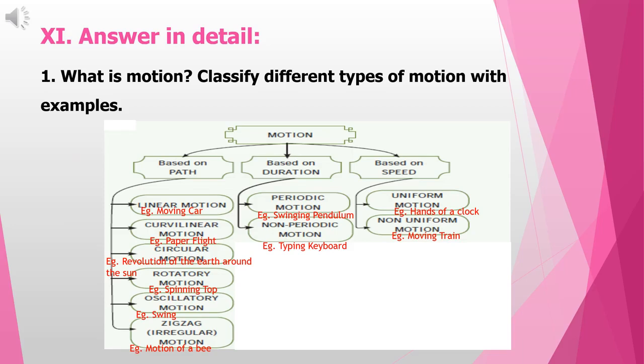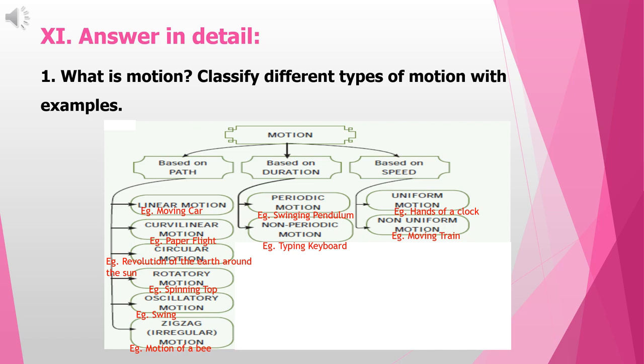Roman letter 11. Answer in detail. Question number 1. What is motion? Classify different types of motion with examples. Answer is in page number 18 for the question what is motion. Mark the first two lines inside the box. When there is a change of position of an object with respect to time, then it is called motion. Then take page number 29 on your textbook. The motion chart inside the box, you fully mark it.